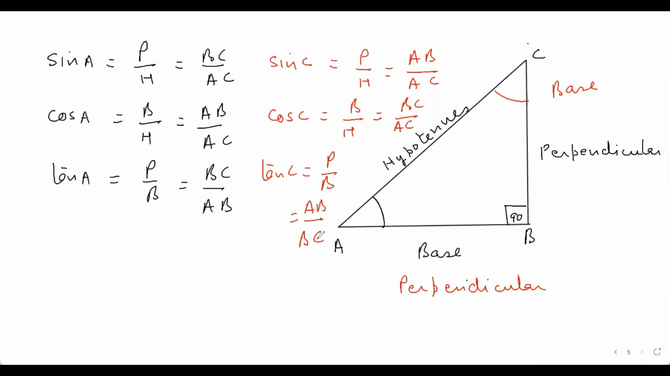Now check it. This is very important. What are sin A, cos A, tan A? What are sin C, cos C, tan C? Try to understand it. When we talk about angle A, then base is AB and perpendicular is BC. When we talk about angle C, then base is BC and perpendicular is AB.